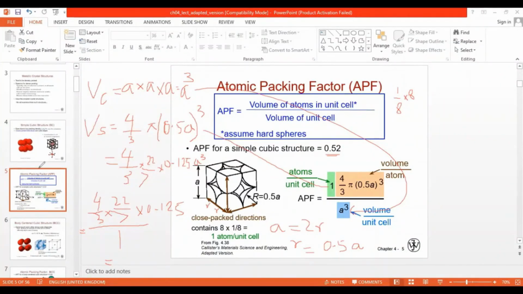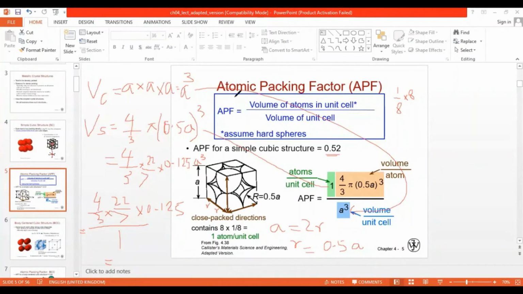Now I am going to introduce certain terms which accompany this calculation. We have just talked about radius, volume, cube and sphere. Here you see APF, atomic packing factor, right? APF we call it for short, atomic packing factor.